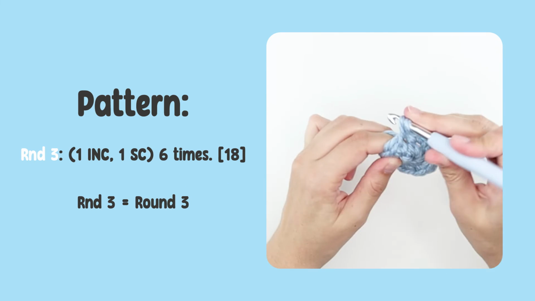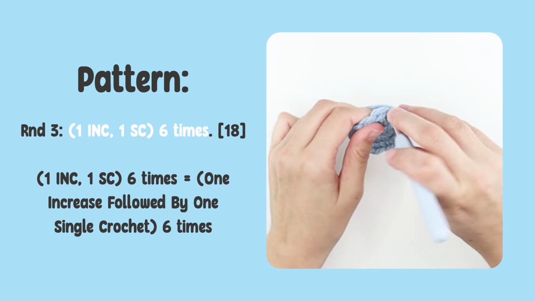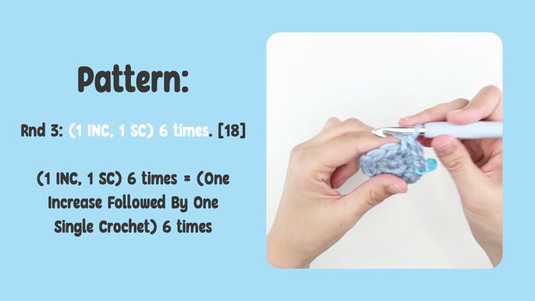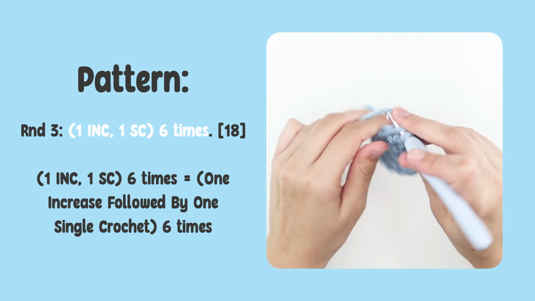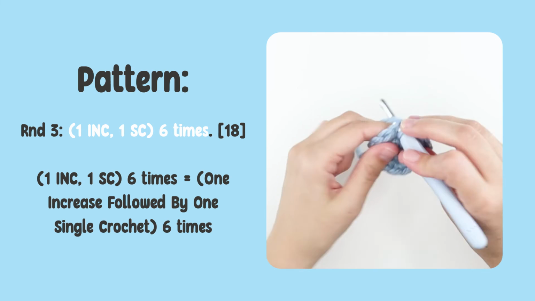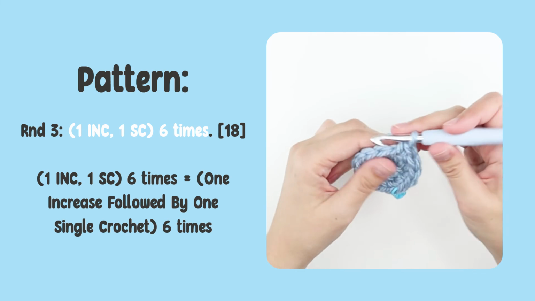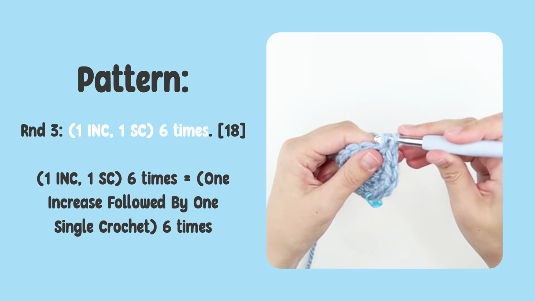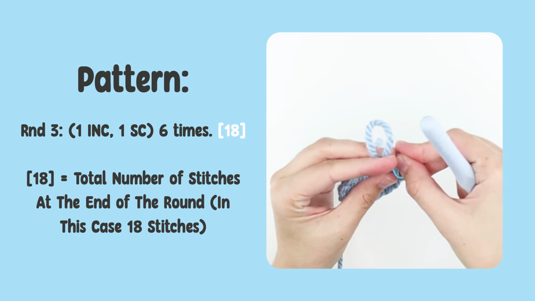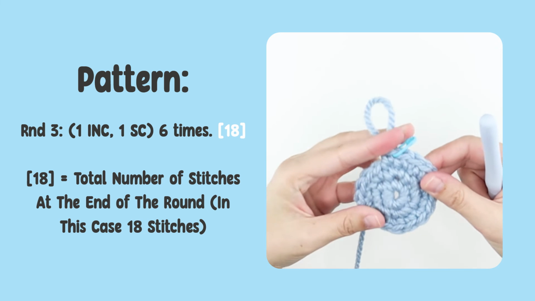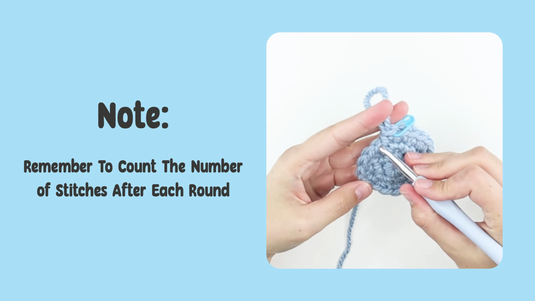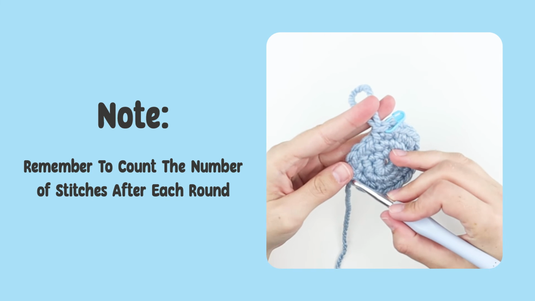In the third round, you see 1 increase, 1 single crochet in brackets 6 times. This means that you need to repeat the sequence of 1 increase followed by 1 single crochet, a total of 6 times. Let's look at the number in the square bracket. It's 18. Count all your stitches. You should have 18 stitches after the third round.